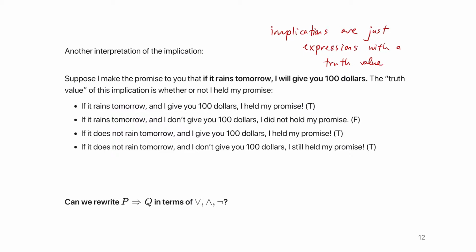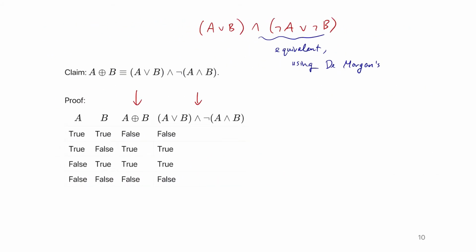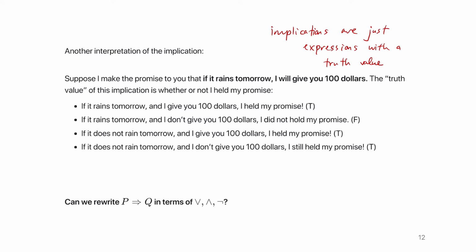So an implication, P implies Q, is no different than P XOR Q, or not P and not Q. It's the exact same sort of thing. Okay? Any questions with the truth values of an implication? Yeah, can you go back a slide just for a second?